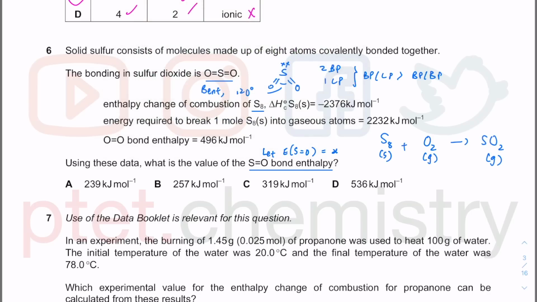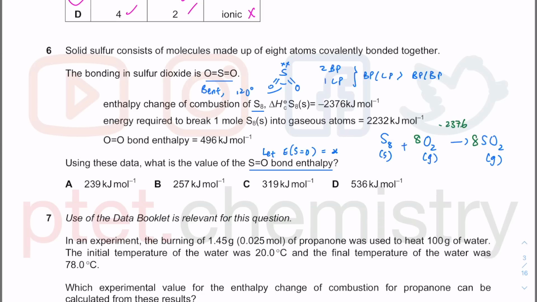Balancing the equation is very important. So I have 8 SO2 because I have 8 sulfur atoms there. 8 times 2 is 16 oxygen atoms. I need 16 oxygen atoms, which means 8 oxygen molecules. That is going to be the combustion, so that is minus 2376. That is combusting 1 mole of S8 according to the information given.